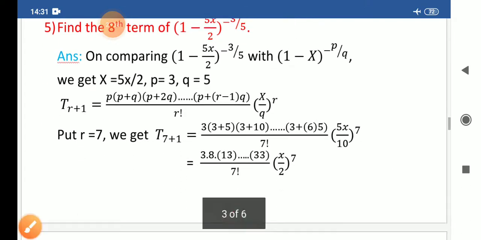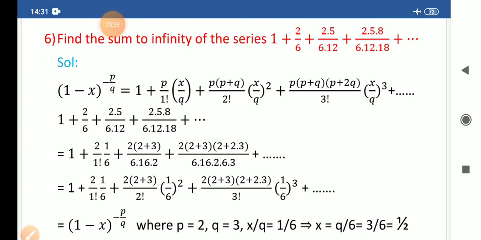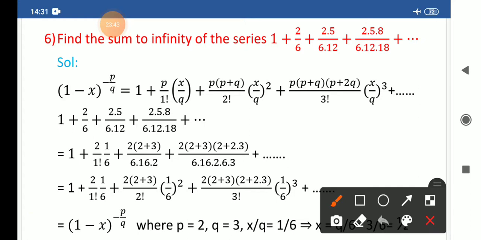Now, the most important problems for 10 marks in our exam. Find the sum to infinity of the series 1 plus 2 by 6 plus (2 into 5) by (6 into 12) plus (2 into 5 into 8) by (6 into 12 into 18) plus and so on. You observe that all terms are plus. So first you write the formula: all terms plus means (1 minus x) power minus p by q, minus into minus is plus, so all terms are plus.